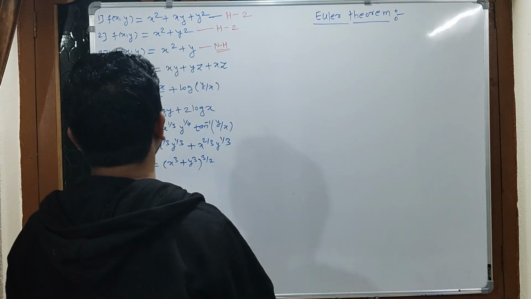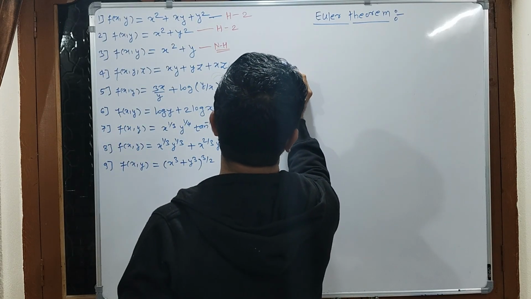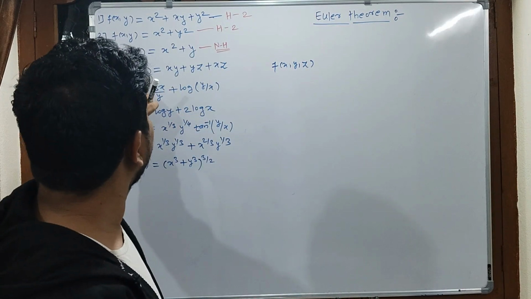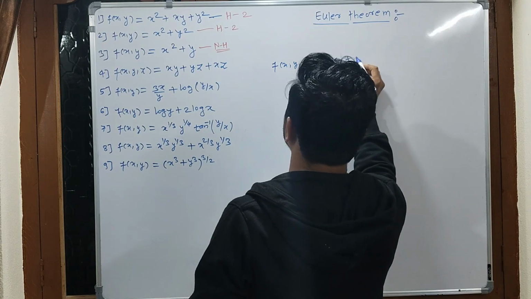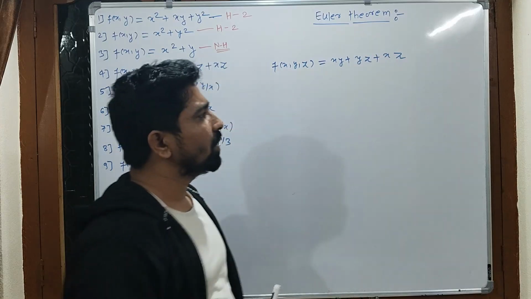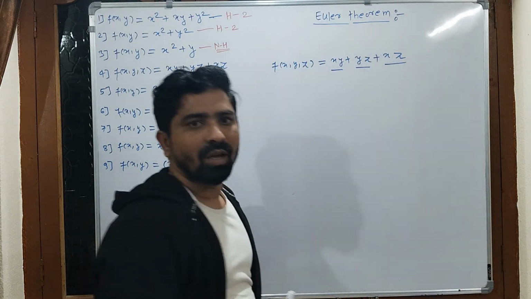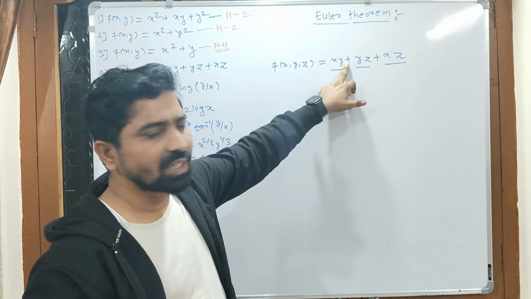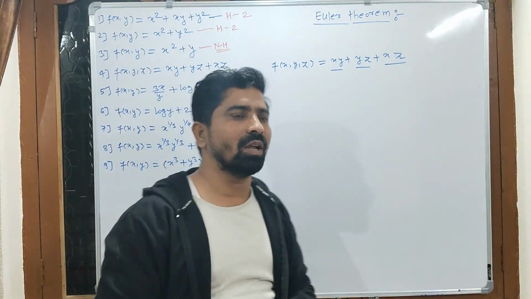So the fourth example is defined, let's say, in 3 variables. So let's say f of x comma y comma z is defined as xy plus yz plus xz. Now this is my first term, this is my second term, and this is my third term. Now observe one thing. In my first term x and y variables are there. In my second term y and z, and in my third term x and z variables.